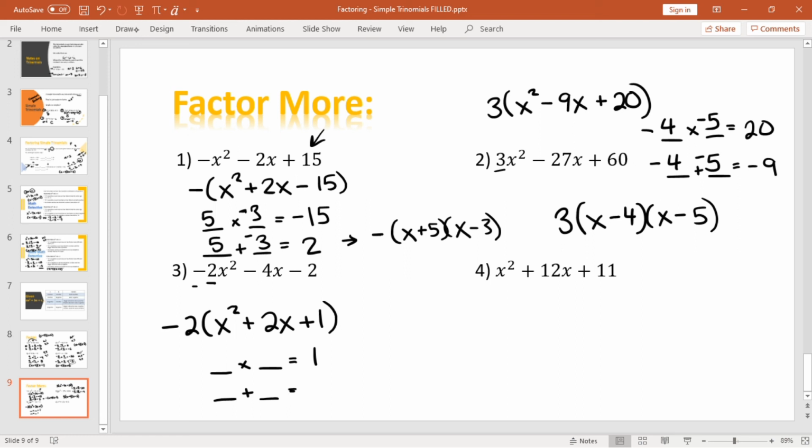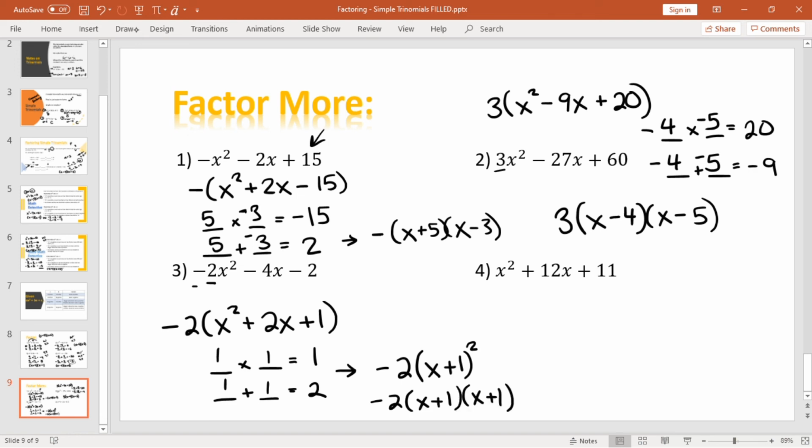Well, there's not many choices here. The only way to make 1 is by multiplying 1 times 1. And it happens to be that when you add them, they make 2. So my final answer here, leave that negative 2 in front, and then x plus 1 squared. Or you could write it as negative 2 times x plus 1 times x plus 1.